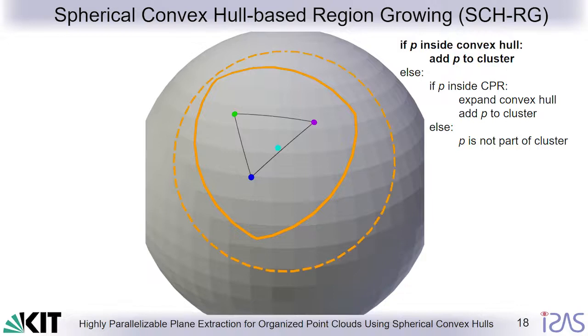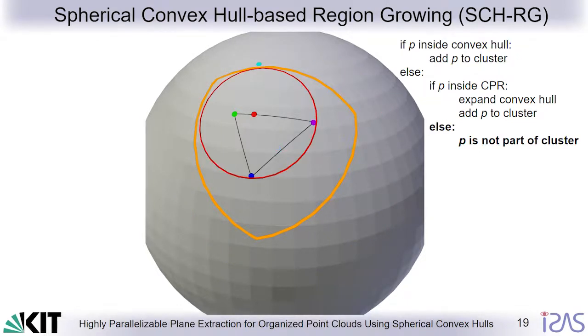A new normal, cyan, was added and lies within the convex hull. Therefore, it is part of the current plane but does not update the convex hull nor the CPR. A new normal, again cyan, lies outside of the convex hull and outside of the CPR. Therefore, no plane normal can be found for all four normals. It is thus not added to the current plane.